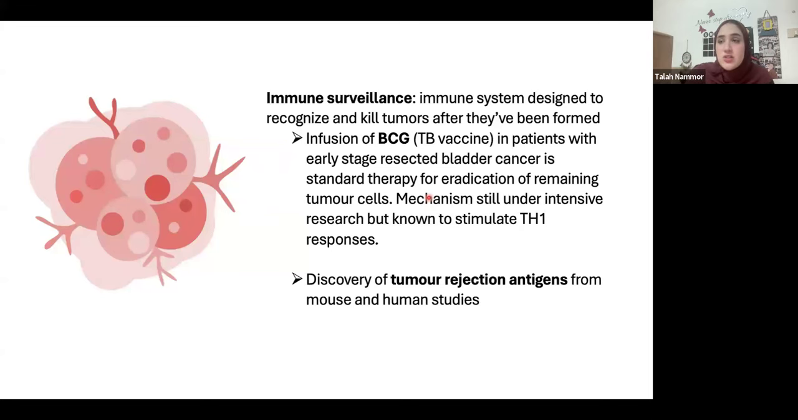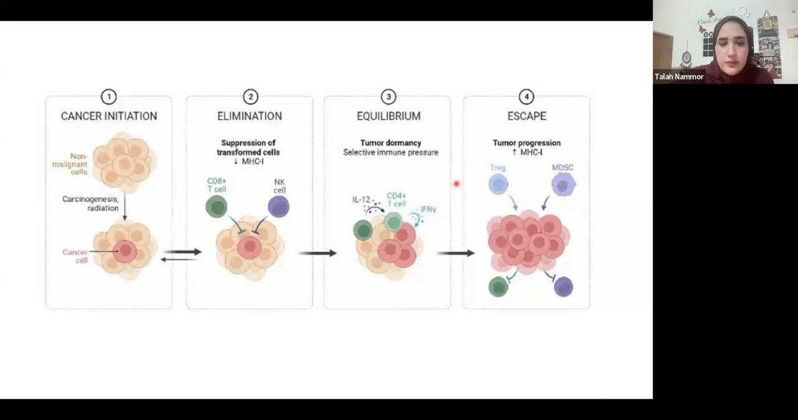What is the mechanism under it? No one knows, but they only know that basically this BCG stimulates the immune system to attack the tumor cells. Okay? You guys don't need to know this. Just know that we have something called immune surveillance. Immune surveillance is basically our immune system keeping everything under vigilance, making sure nothing goes wrong to protect ourselves.